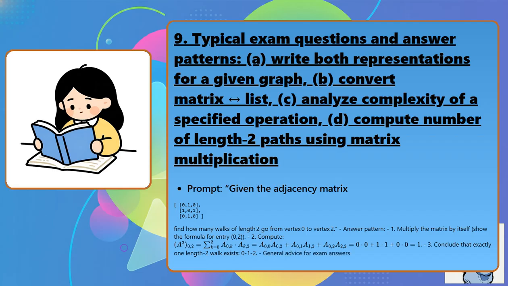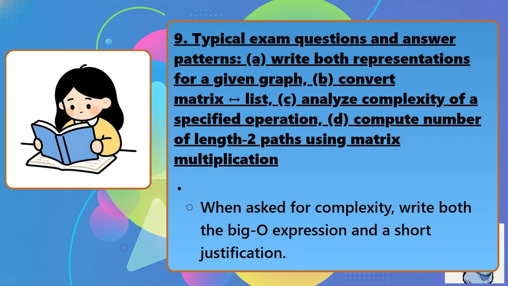General advice for exam answers. Always state assumptions: directed or undirected, weighted or not, vertices indexed starting at 0 or 1. Use tables or bullet points for clarity. When asked for complexity, write both the big O expression and a short justification.